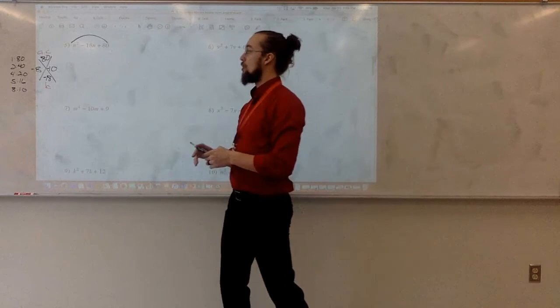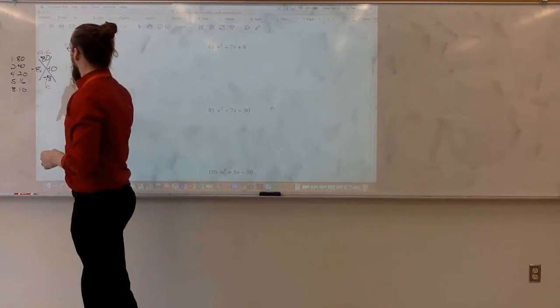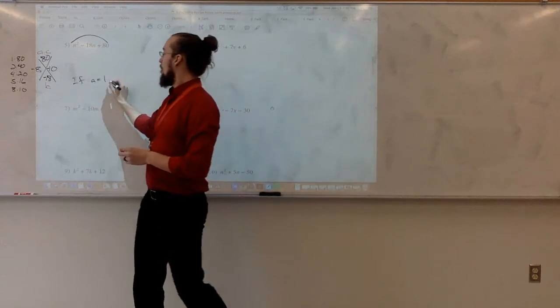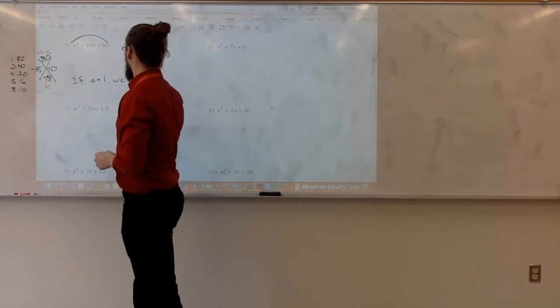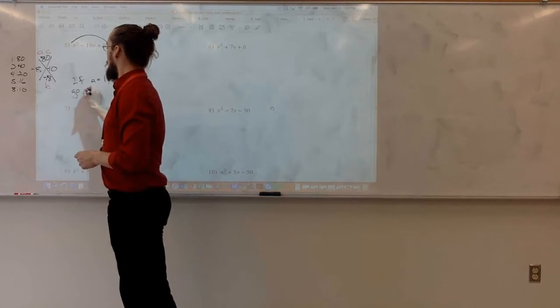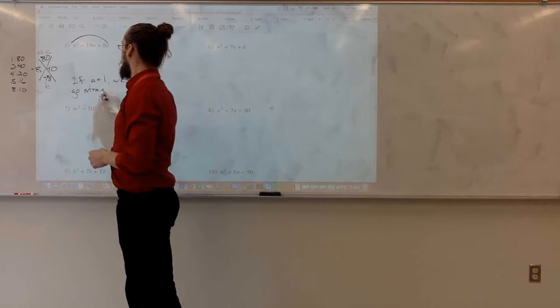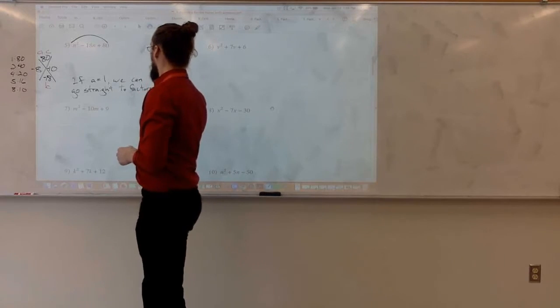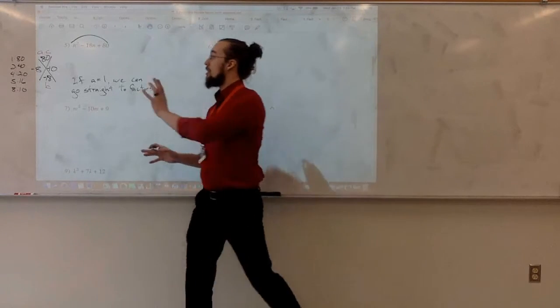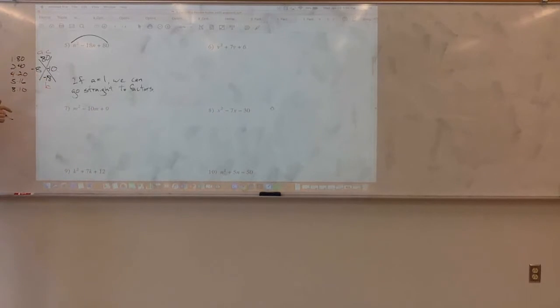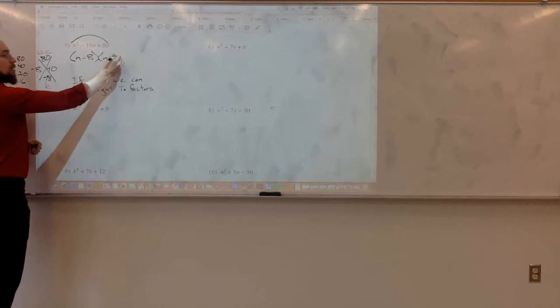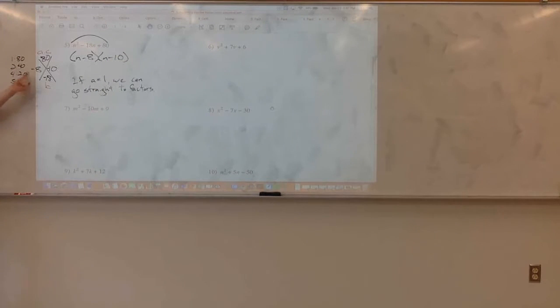Now, my A value on all of these examples in the front is 1, meaning the number in front of the squared term is 1. If A is equal to 1, we can go straight to factors. And what that means is this negative 8 and negative 10 will be part of my answer. My answer is just n minus 8 and n minus 10. Those are my two factors. I'm done.